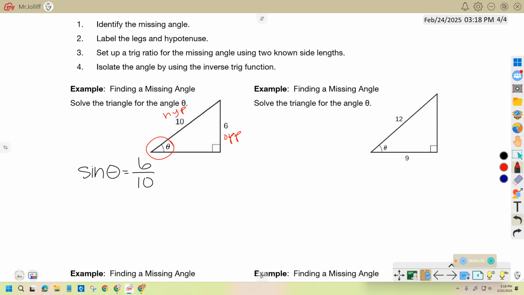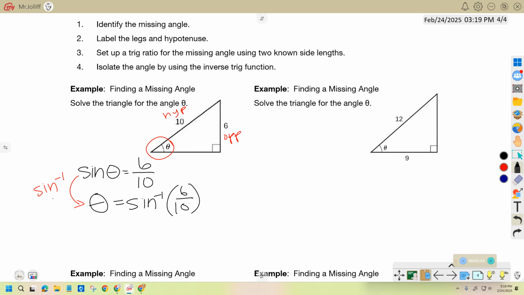I want to get at the theta inside of the sine function. I have to undo sine functions. We undo sine functions with their inverse buddies, sine inverse. And I do it to both sides. So if I take sine inverse of sine, those two things cancel and leave me with theta. On the other side, I get sine inverse of 6 over 10.